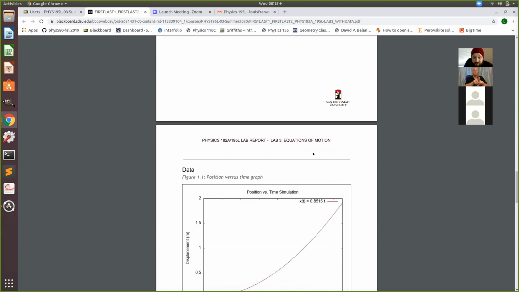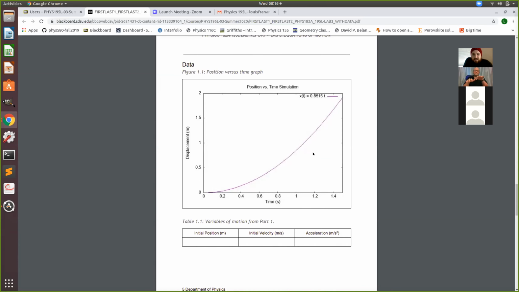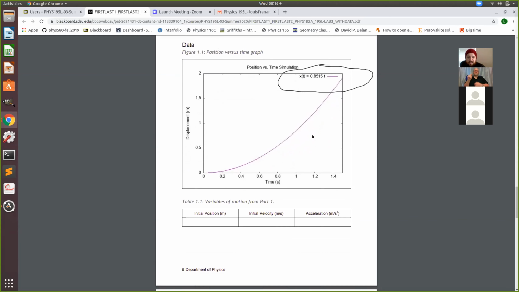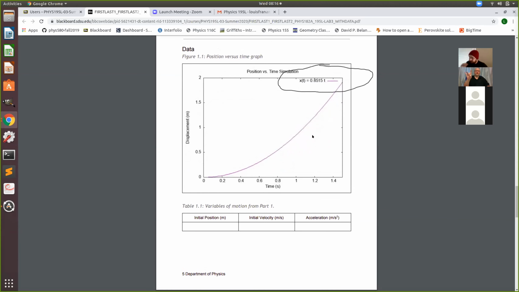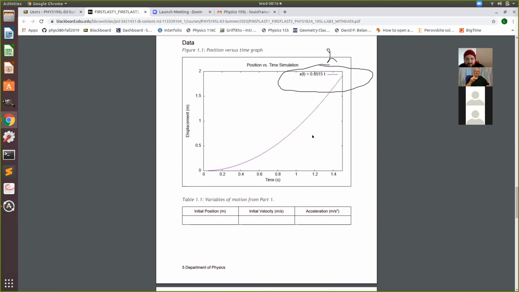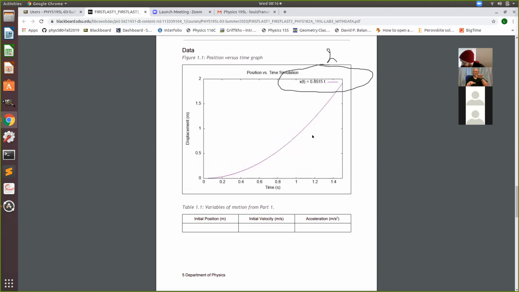Also, I want to say there is a typo right here for everybody looking at this position versus time simulation, the first data. This little x of t equals 0.8515 t, that t should actually be squared. So there should be a little superscript 2 above that t. It's just a typo, a missing value there.